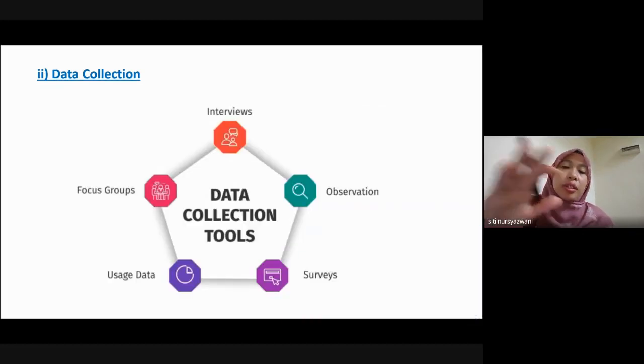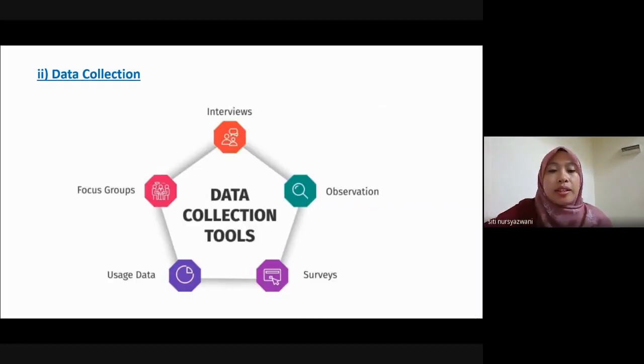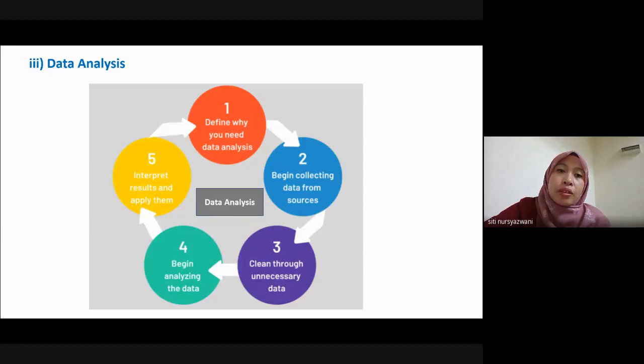Okay, so data collection ni boleh bermacam-macam lah, dari kerana kita guna data yang dah ada, data usage, and also daripada group, daripada interview, observation ni kalau kita buat eksperimen, kita tengoklah apa yang terjadi pada eksperimen, and also daripada survey, tu data collection. So, then kita buat data analysis pula. So, data analysis, define why you need data analysis dulu. Kenapa awak perlu analysis this data? And then you collect the data from the source.